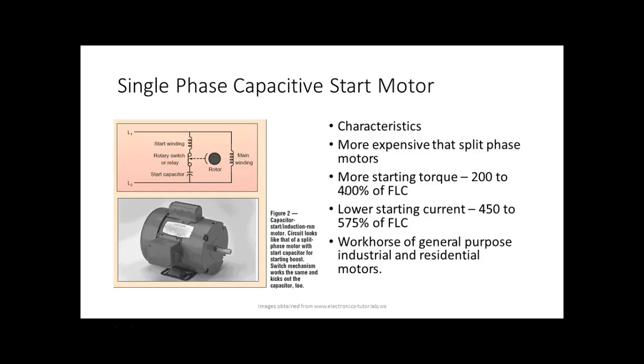Single phase motor, these are more expensive. We have what we call a split phase motor. These are more expensive than a single phase motor, capacitive motor. Characteristics: more expensive than a split phase motor. Starting torque is between 200 to 400% of full load current. Lower starting currents, 400 to 570% of full load current. These are the workhorses of general purpose industrial motors. These are all over.